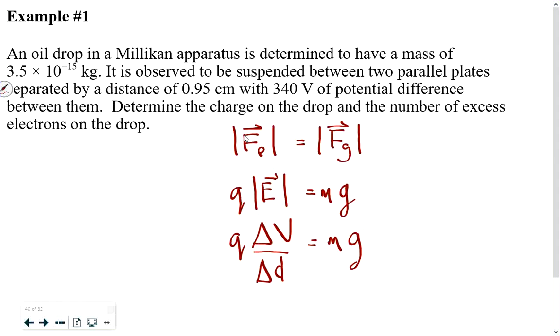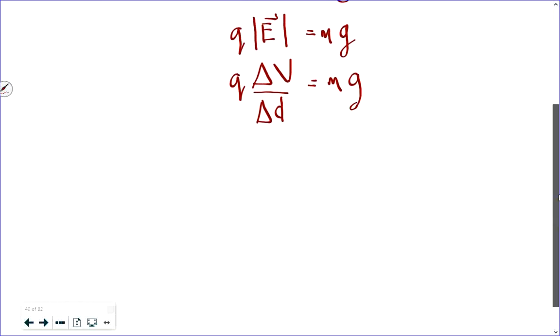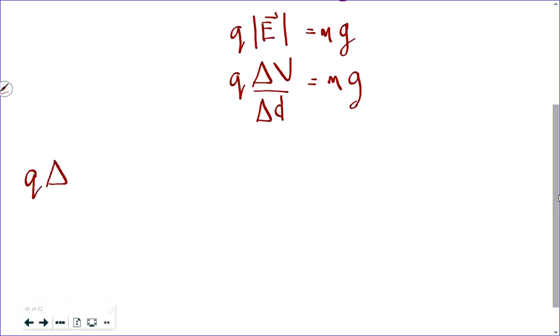I'm a rearranger. I don't like to put things in and then rearrange, so I would rearrange this and write Q delta V equals mgd. I think you know this about me. I tend to drop that delta on the D. I don't think it's really important. It's the distance between the plates, which means that the charge is mgd over the voltage.